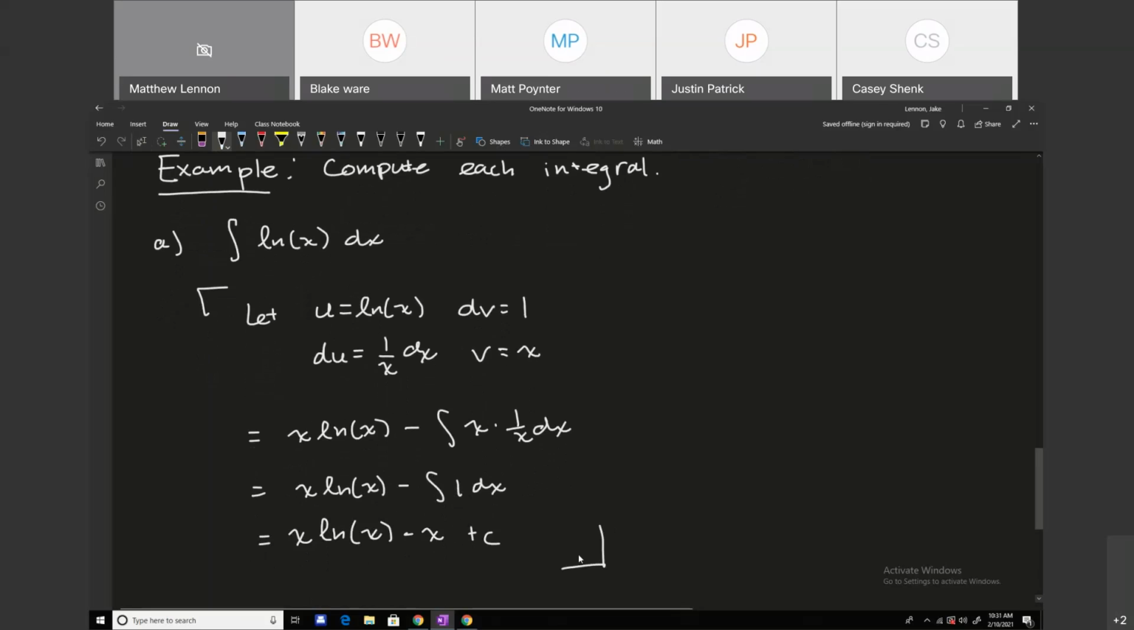So it comes up enough where it might be something you want to put in your memory banks, that the antiderivative of natural log of x is x natural log of x minus x. But as long as you remember that it's accomplished by integration by parts, then you're going to be okay. Let's actually check that. So how can we check it? We can take the derivative of x natural log of x minus x.